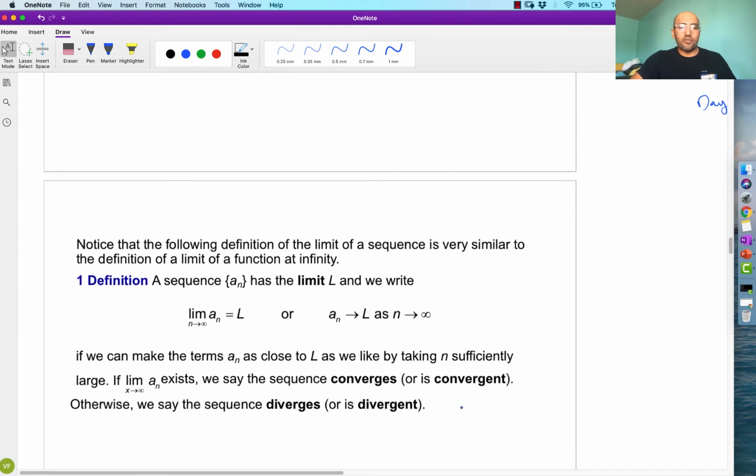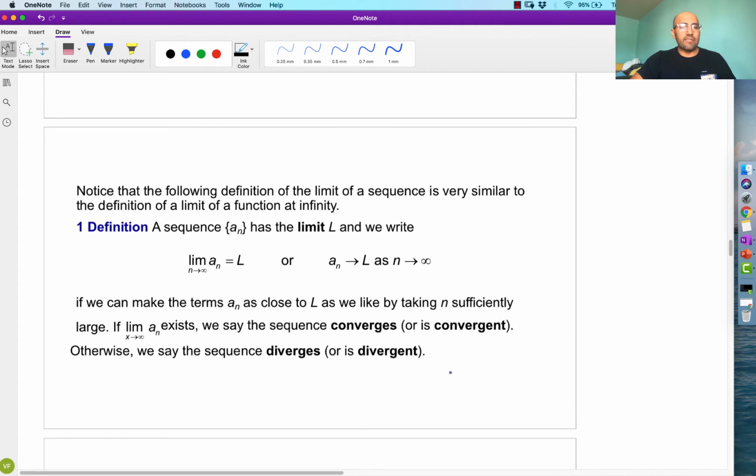Notice that the following definition of the limit of a sequence is very similar to the definition of the limit of a function at infinity. So the sequence a sub n has the limit L, and we write that the limit as n goes to infinity of a sub n equals L, or we also like to write this style. I think this style is a little less popular with people, but either one is good.